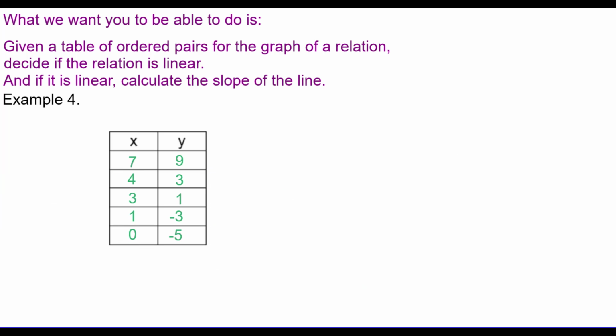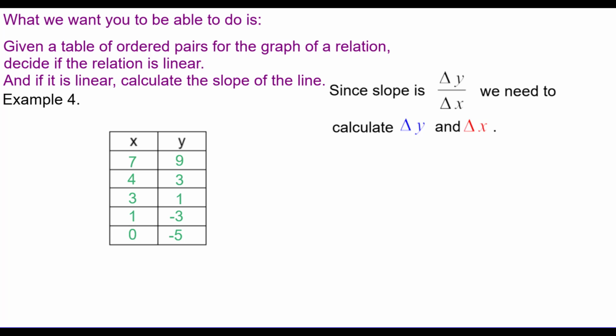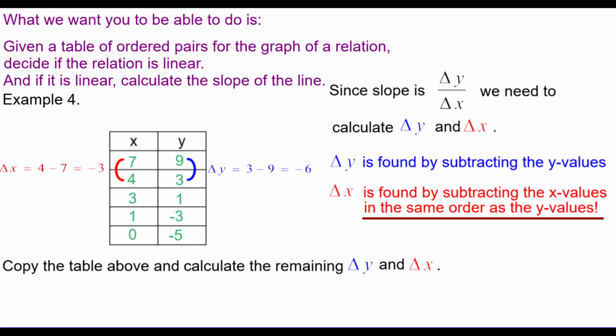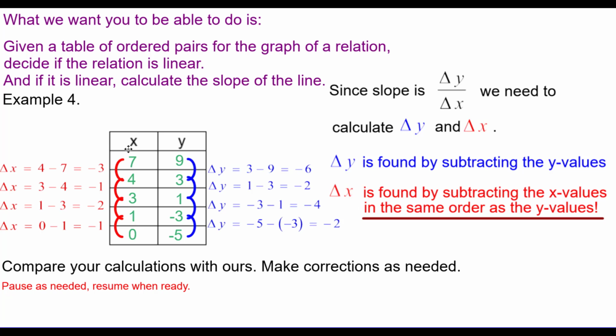Example 4. Again, we need to calculate the change in y. We'll do the first one. Change in y is negative 6. The first two, we got change in x is negative 3. 4 minus 7, negative 3. So go ahead and copy the table and finish calculating the change in y and change in x. Resume when you're ready. And notice all of these different values we've got here. Compare your calculations with ours and make corrections as needed. Pause if you need to do so.